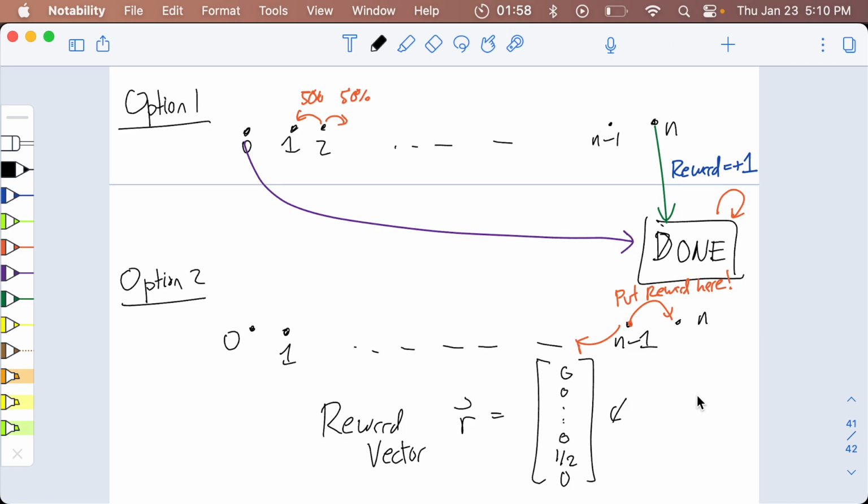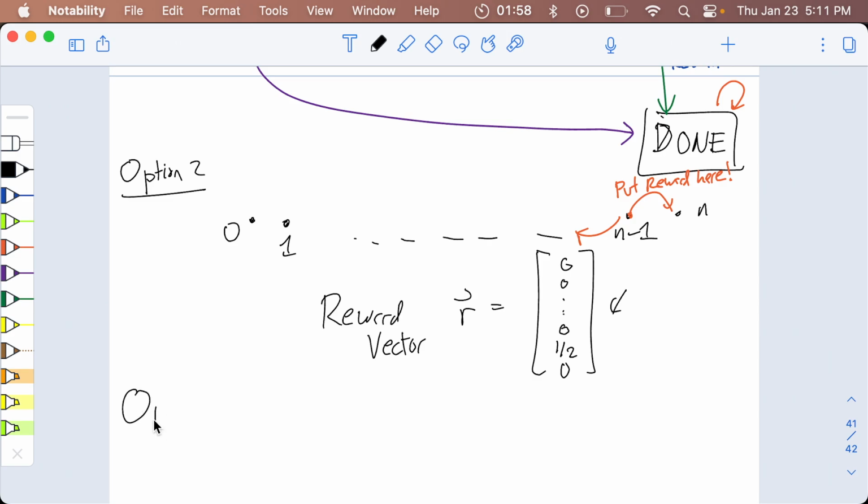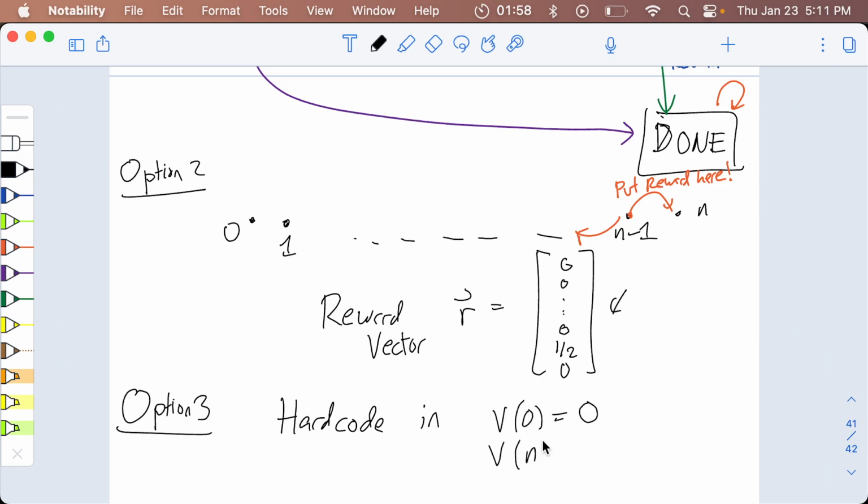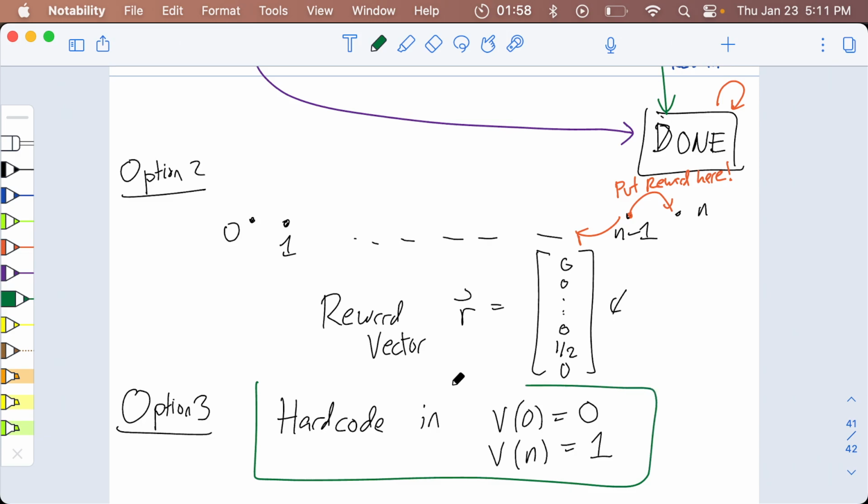So those are options 1 and options 2. And these are both fine conceptually. So if you want to think of it this way, you totally can. But the way we're going to do everything in this course on the computers is we're just going to do option 3, which is to just hard code in v of 0 equals 0 and v of n equals 1. So you can say, I'm going to do the Bellman equation, and anytime I'm at a terminal state, you should not think of the terminal state as being specified by the Bellman equation. You should just think of putting it in by fiat.